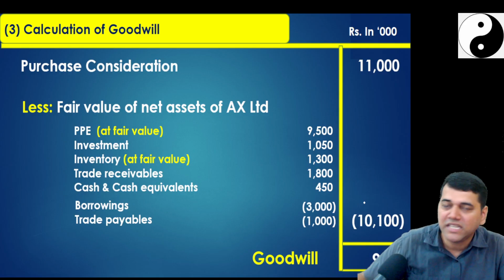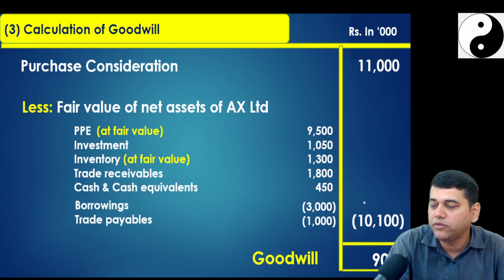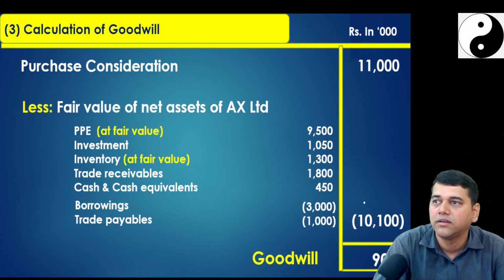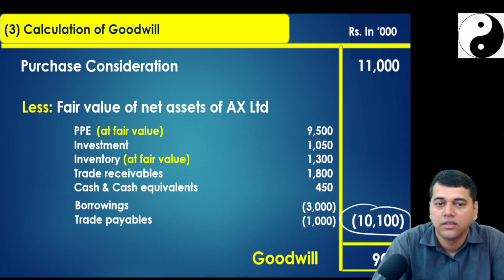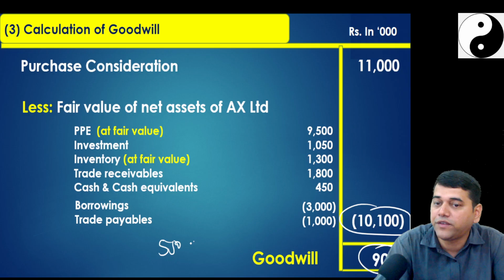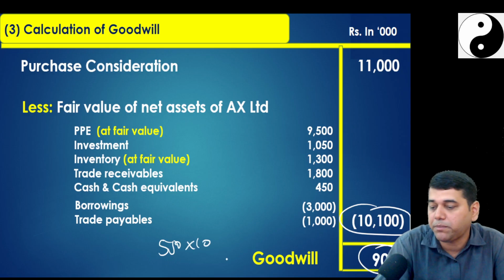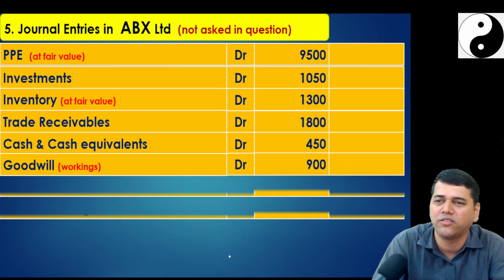So you have got the balance sheet of BX. We will prepare one. Do we need to prepare a journal entry? If I have to prepare a journal entry, what will it be? Net assets account debit 10,100. Goodwill debit 900. To equity share capital, how much? 550 into 10. To equity share premium 5,500.